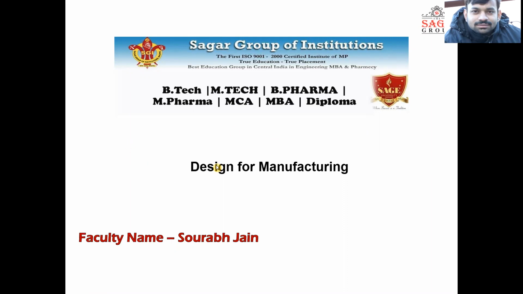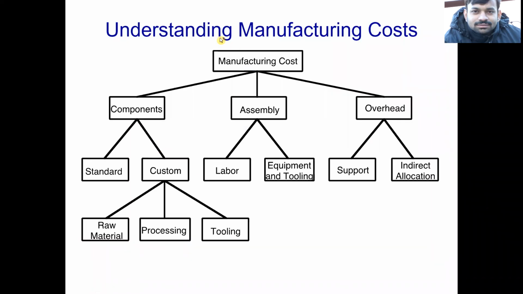In this video, we are going to discuss design for manufacturing. Let's first understand the manufacturing costs. Manufacturing costs can be divided into three major parts. That is the cost of the components which we are using for the manufacturing, then the assembly cost, the components that will be assembled together, so there will be cost involved regarding that, and then the overhead costs.